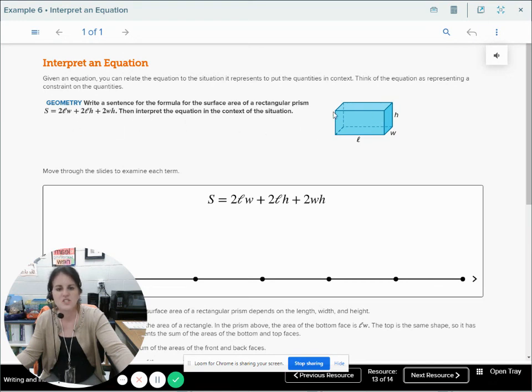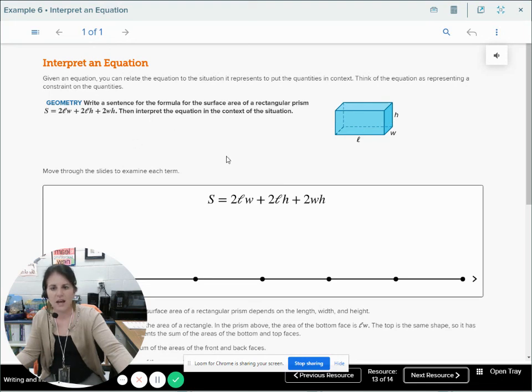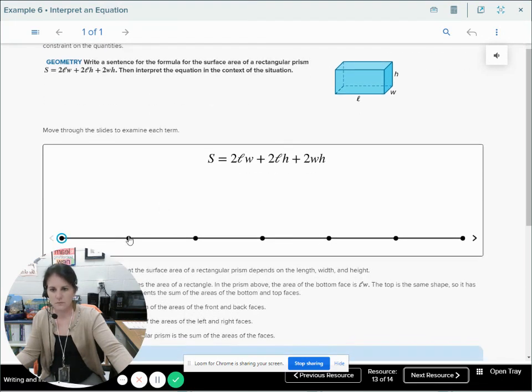When we know to find the surface area, we have to find the area of each of the sides and add them all together. Or we can say 2 times the length times the width. That's going to give us the bottom and the top. 2 times length times width. Plus 2 times length times height. If I do the length times height, that's the front and the back of the box. And then 2 times the width and the height. That's the sides. We add all of those together.